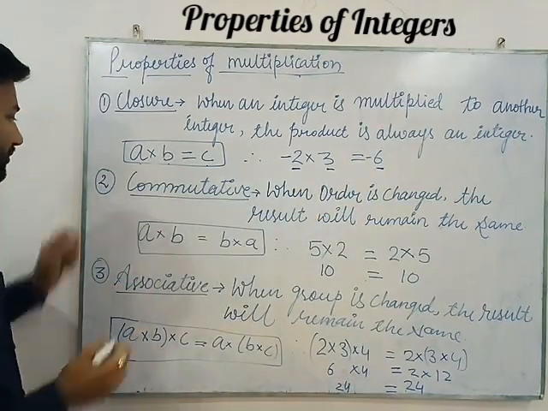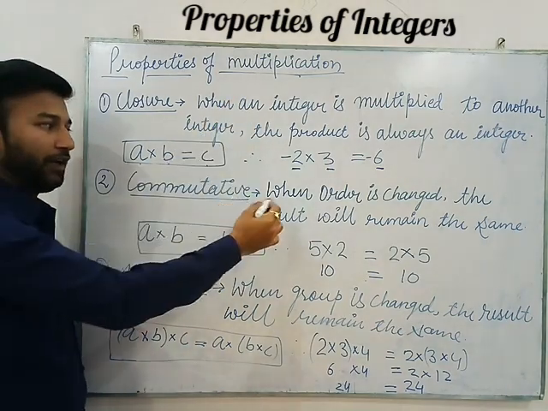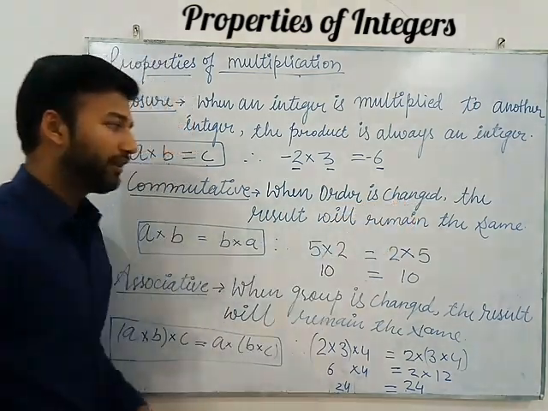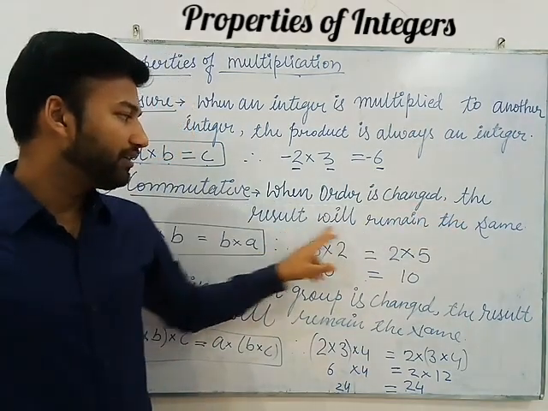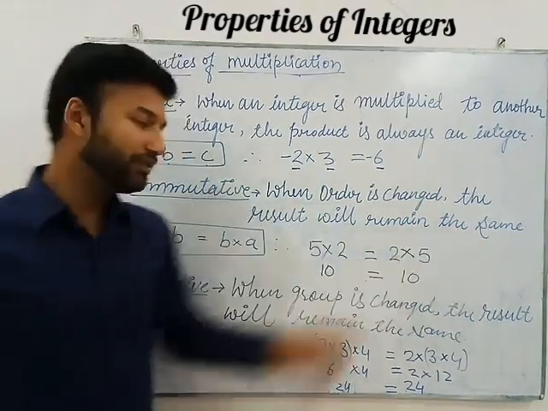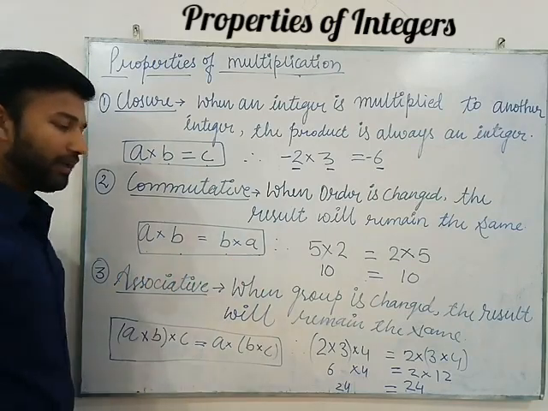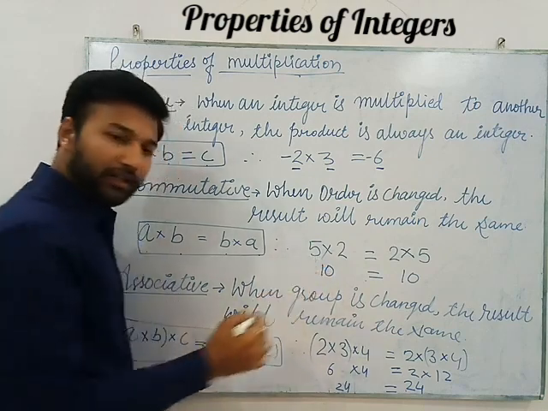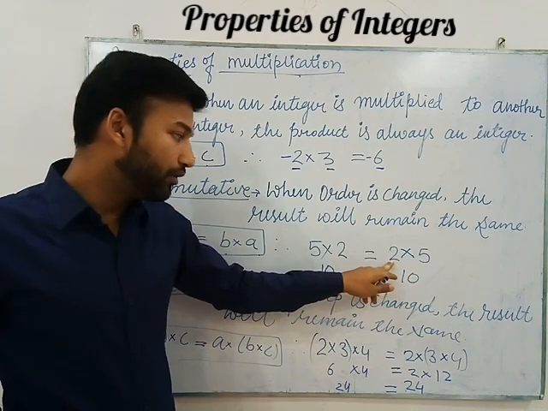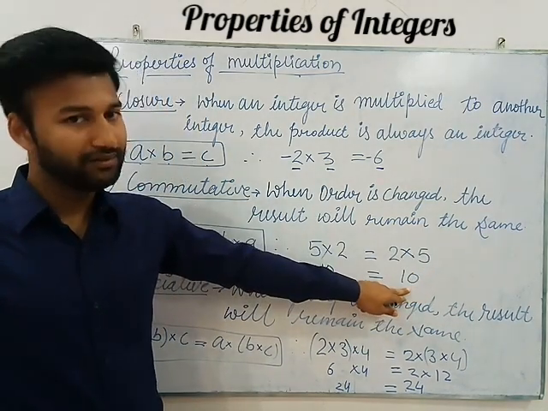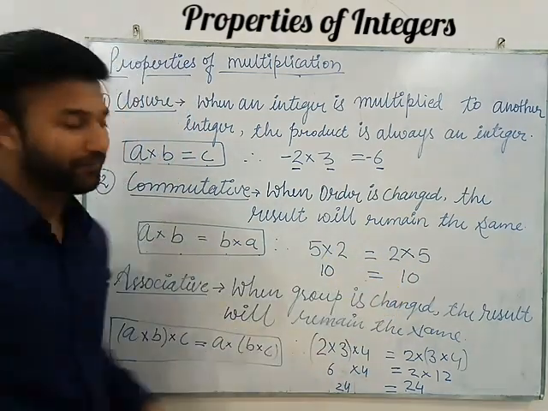Okay. Next, commutative property. Second property, commutative property of multiplication. When we change the order of integers, the result will remain the same. Means there is no change in their result. A multiply B equal B multiply A. Means if we multiply 5 by 2, then answer 10, or when we multiply 2 by 5, then answer remains same. Here order is changed but answer remains the same.